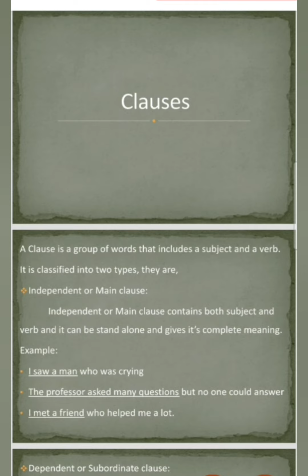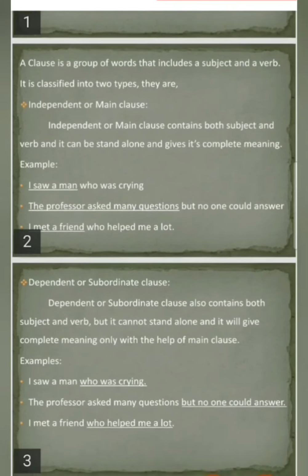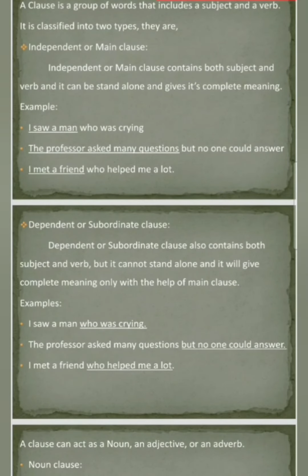For example, I saw a man who was crying, right? So here, I saw a man is an independent clause because it has some sense, it has some complete meaning, right? So that is called independent clause or main clause. So next thing is dependent clause. Dependent clause or else we call it subordinate clause, right?